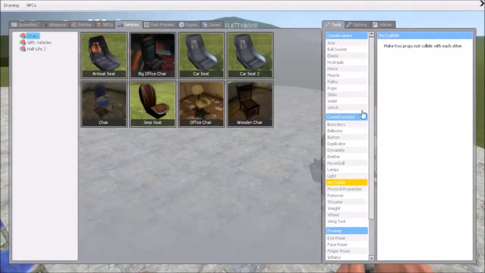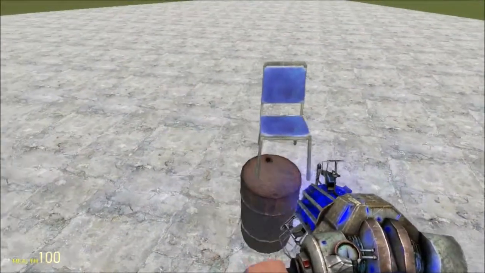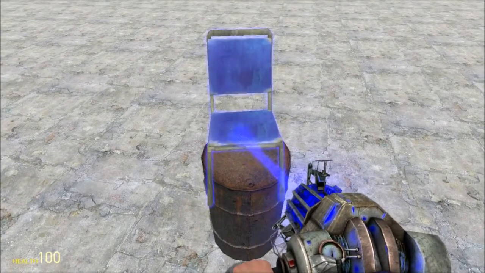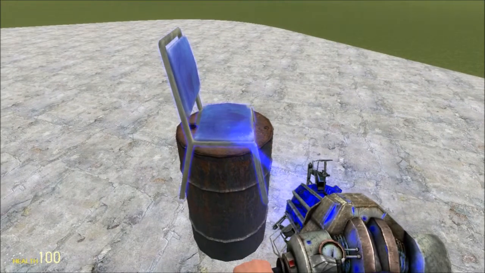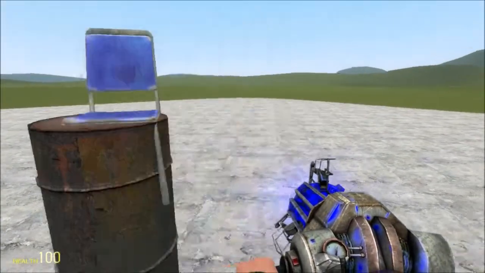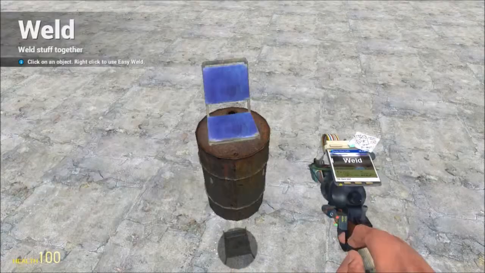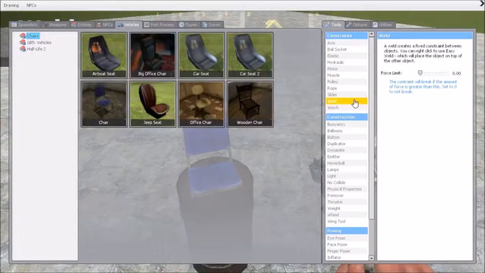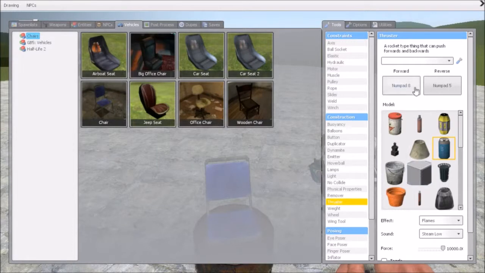Yeah. Okay. Let's get ourselves the tool again. Physics gun. And put the chair in position. There. No. Turn. Yes, I know the legs are going into it. Hey, it's no collided, so who cares? That's just weird. Really, really weird. That's perfect. Then we weld it together. Should be fine.